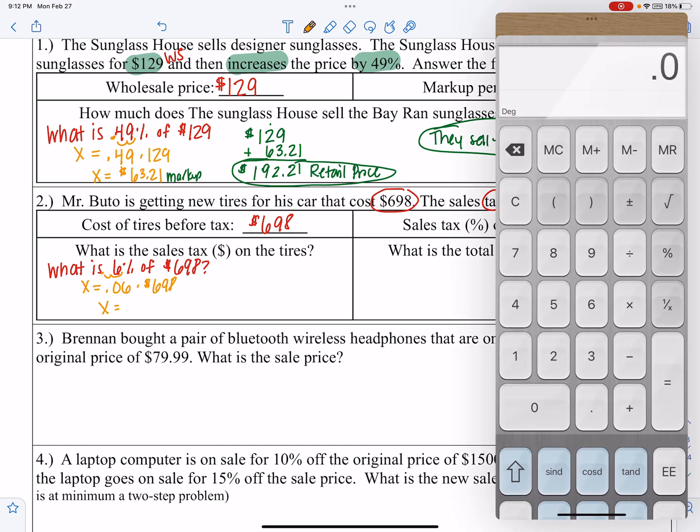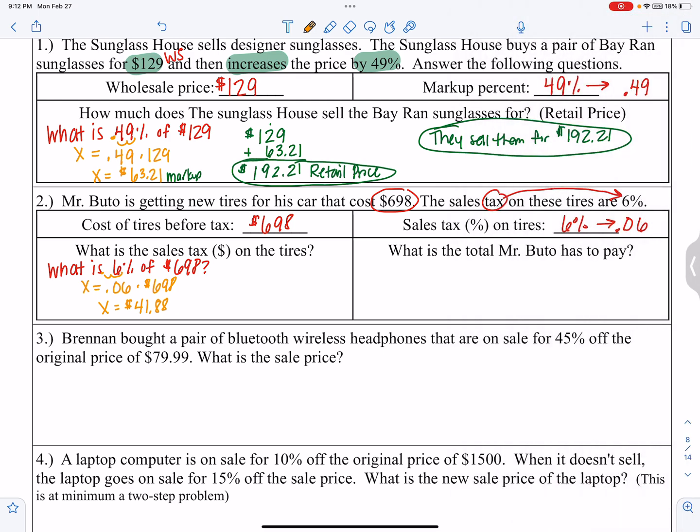And so we have our 0.06 times $698, and we have as money $41.88 in taxes. Okay. Now you have to think, what do I have to do with that amount? So this is my tax. We need to go ahead and add that tax on to the tire price. So it's $698 plus $41.88.